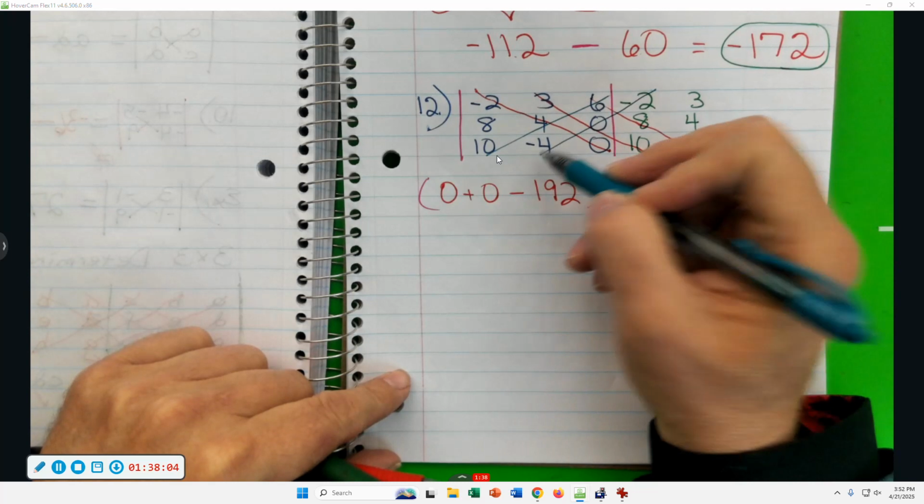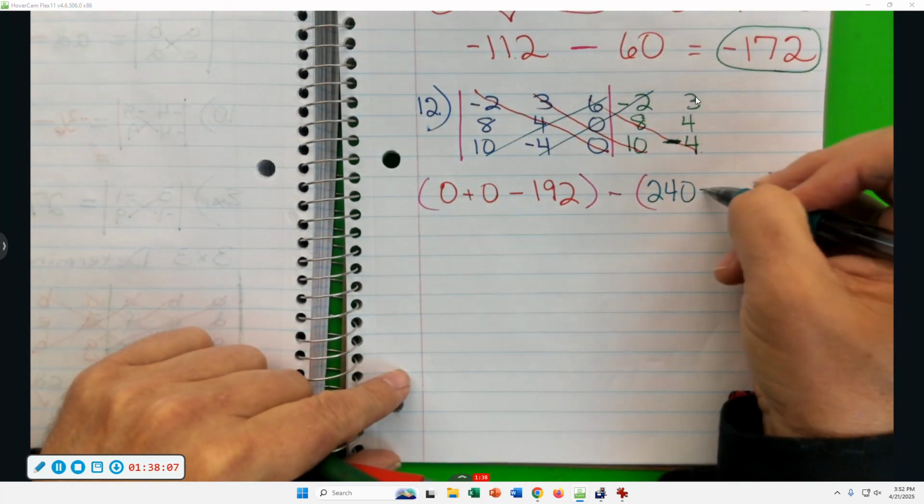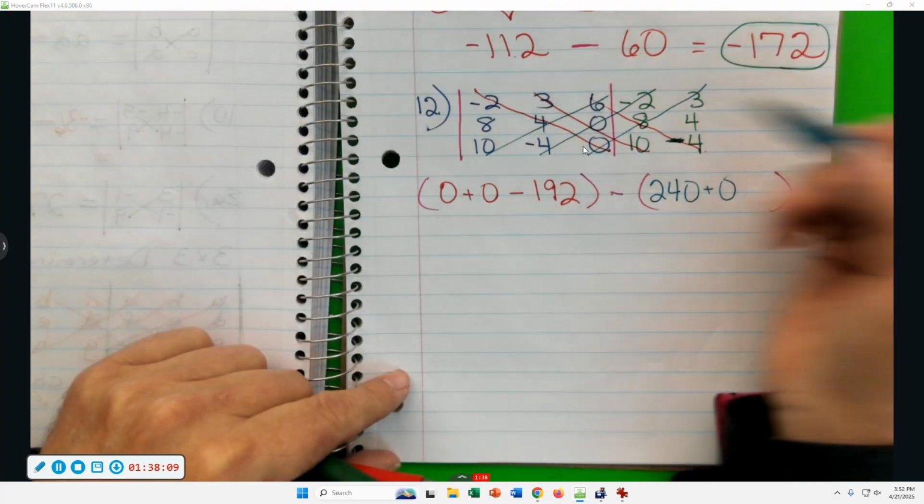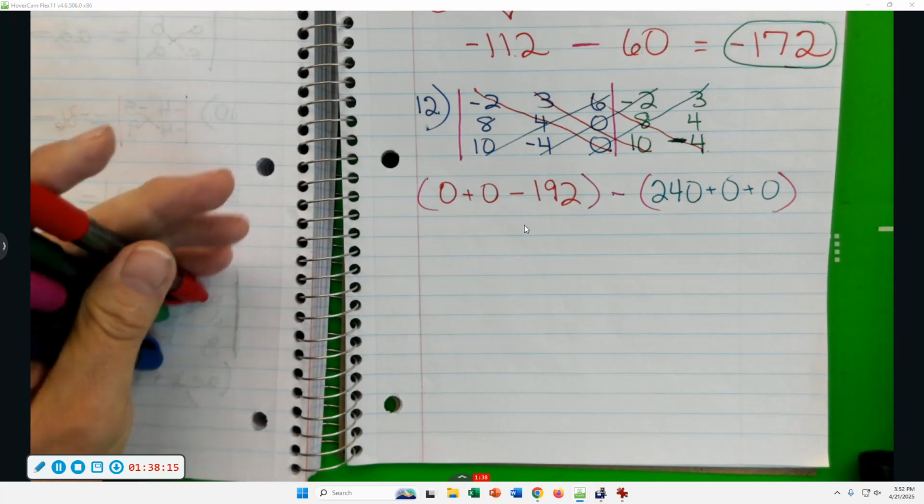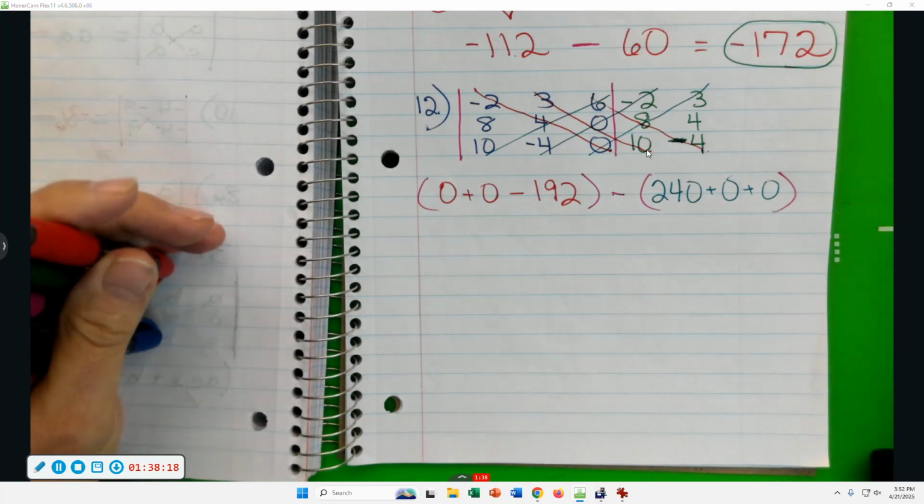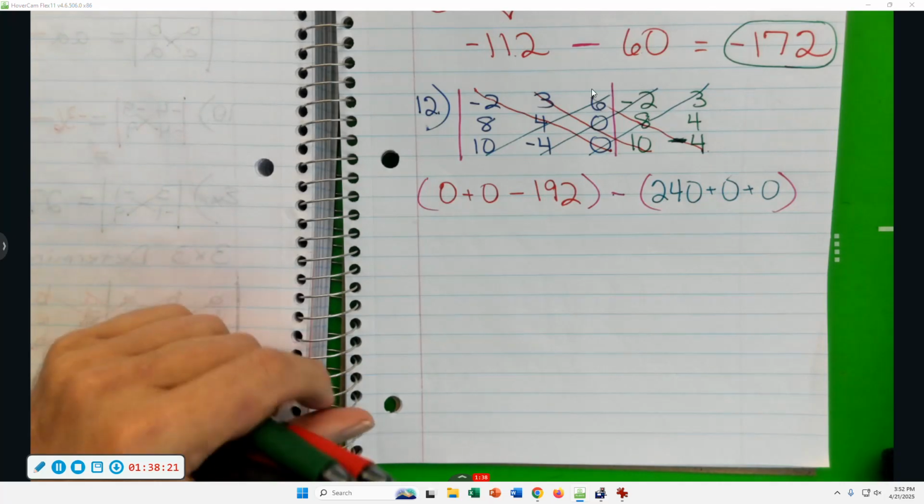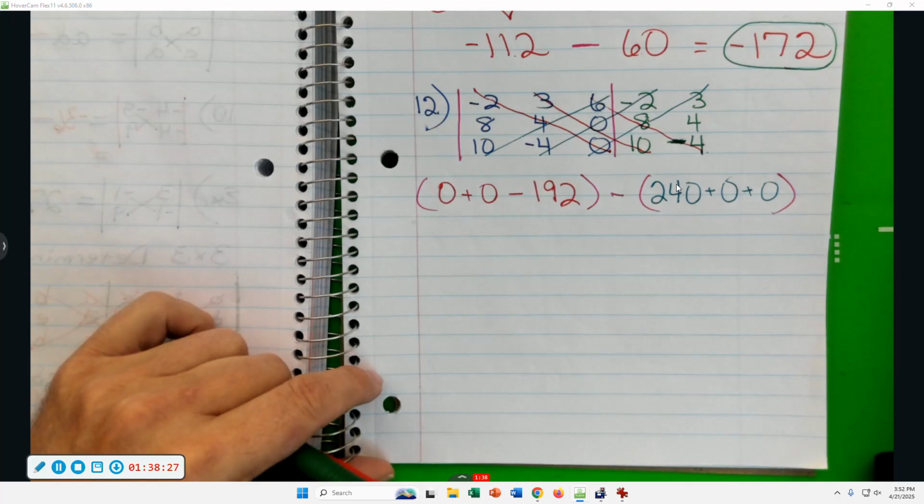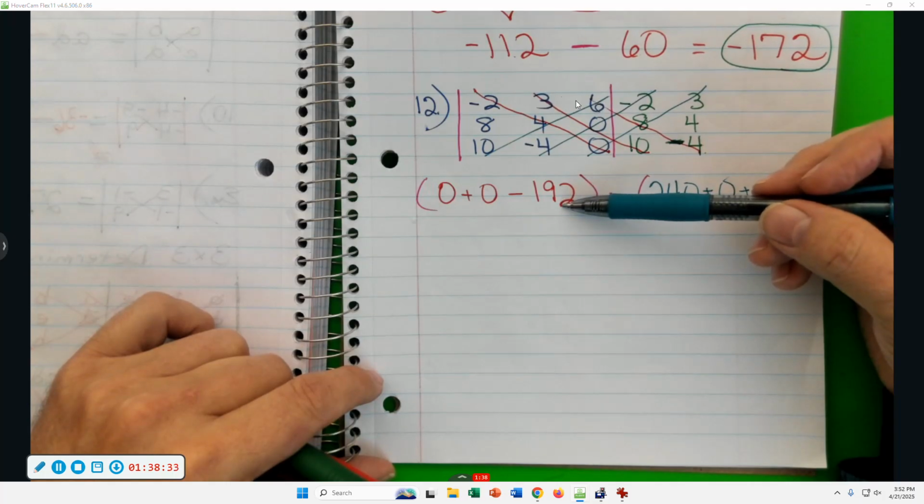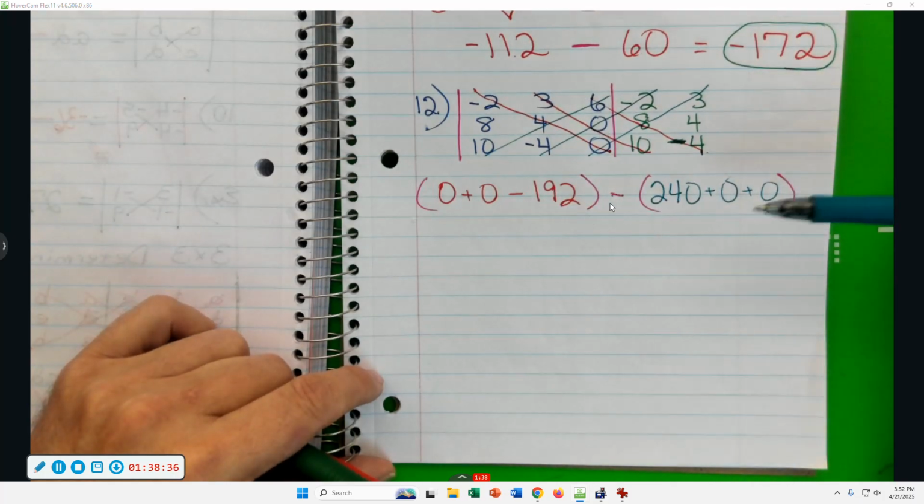Negative 2 times 0 times negative 4 gives me 0. 3 times 8 times 0, another 0. Let me ask you something. What do you think the determinant would be if you had an entire row of zeros or an entire column of zeros? If that 6 right there had been a 0, what would the determinant be? It wouldn't have the 240. You wouldn't have the 192. I think you'd have 0 minus 0, which is 0. So if you have a row that's nothing but zeros, or a column that's nothing but zeros, your determinant is going to turn out to just be 0.